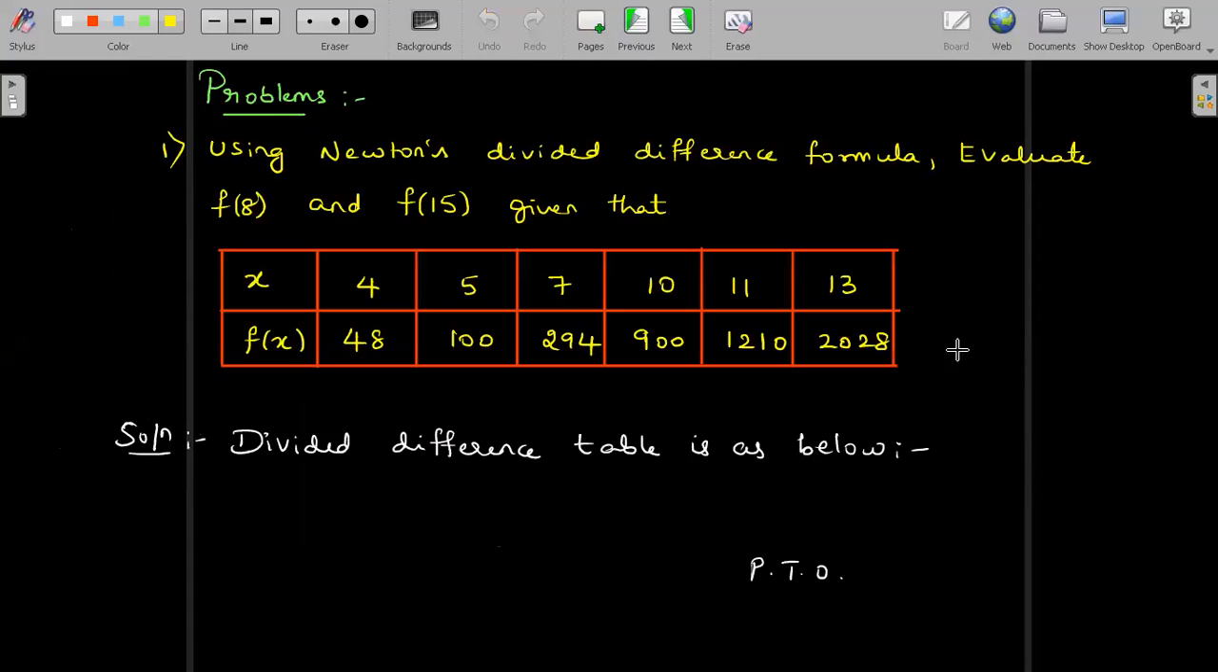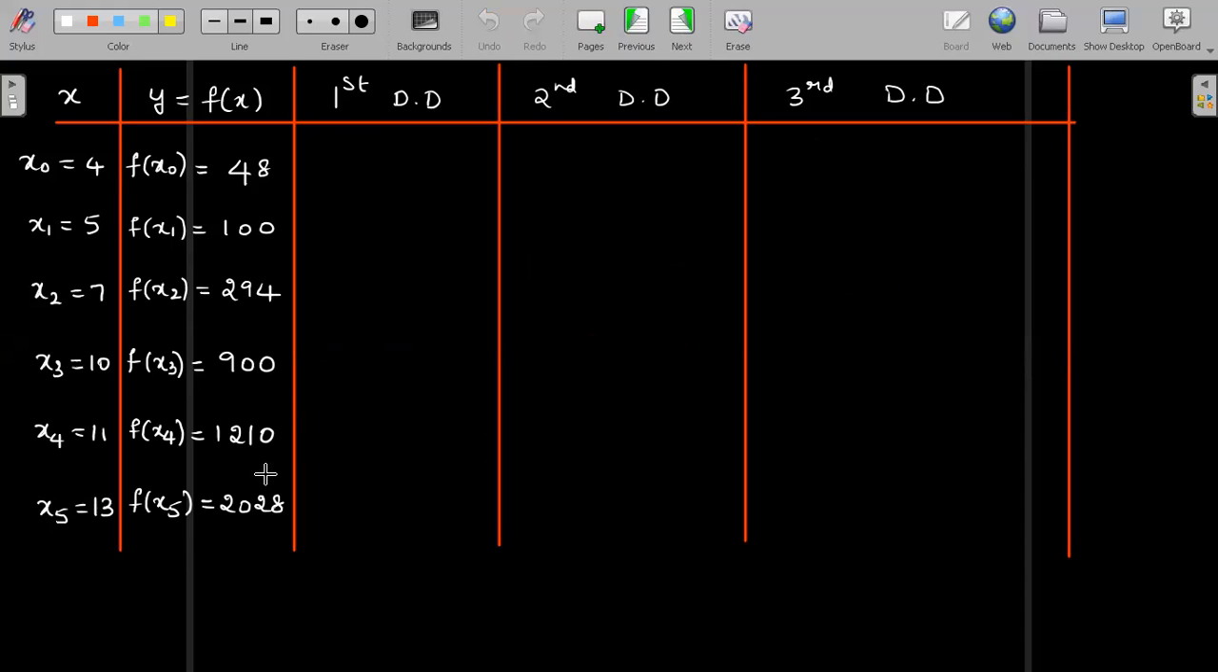X and y are given from the data. Y is nothing but f of x. These values I have written here with notations. We always call the very first value of x as x naught and it goes on. The last value will usually be xn, or here it is x5. Similarly, the very first value of y, which is f of x, is f of x naught, f of x1, f of x2, etc. It continues.